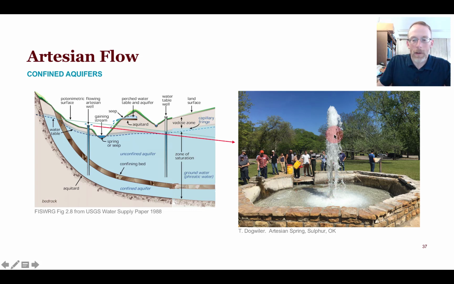But this is free-flowing. This isn't being pumped up by some pump like in a fountain. The potentiometric surface is the top of this. By definition, it's the top of this artesian flow. That's how much pressure the well at this spring is under.